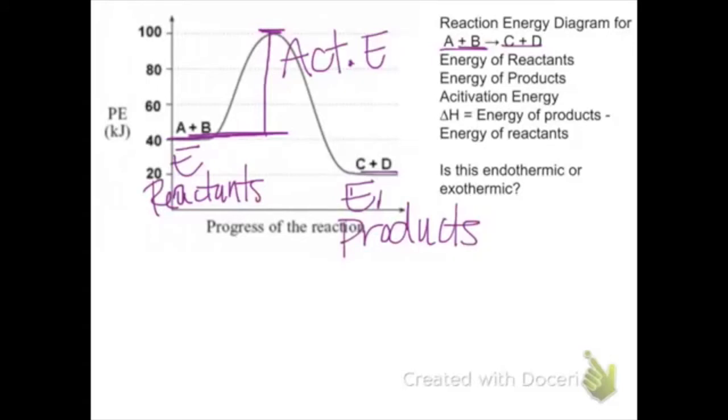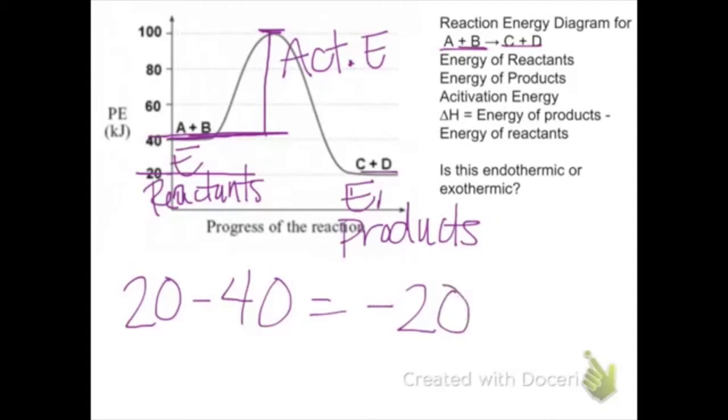All we do to find that is take the energy of our products, which was C plus D. The energy of our products would be right here, so I'd run over, and I know that the energy of my products would be 20, minus the energy of our reactants, which is 40, because you said it was right here. So we've got 20 minus 40, which is negative 20.